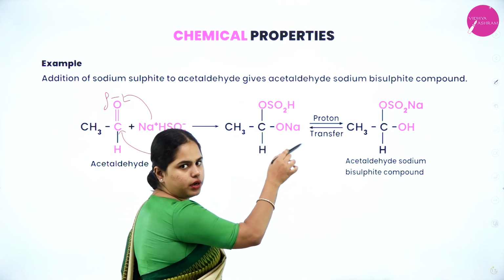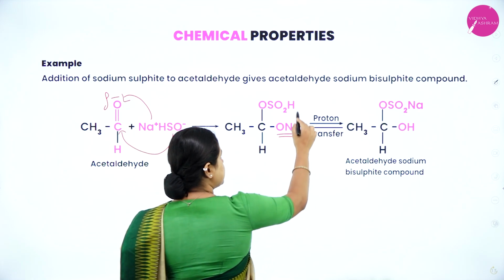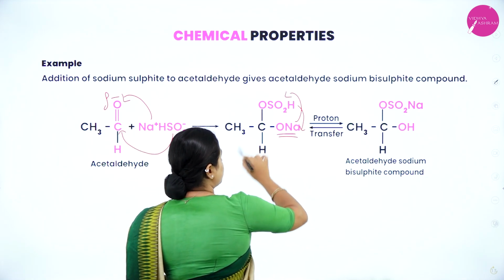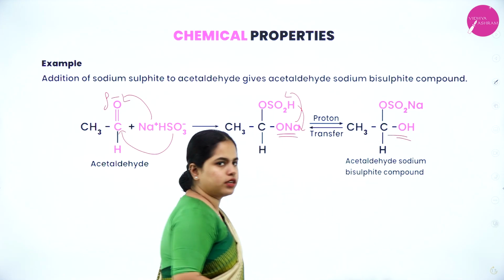CH3COSO2H, that is the HSO3 minus part, and ONa. Now proton transfer will take place, hydrogen will come here, sodium will go there. So you will have OSO2Na there and OH here. Clear? So that is the product which is formed.